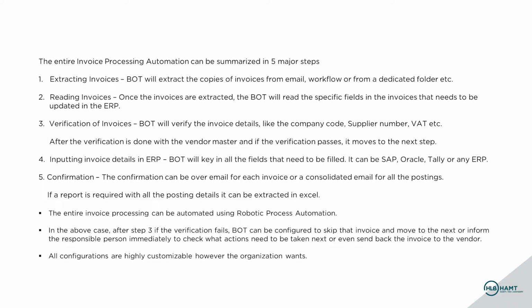The entire invoice processing automation can be summarized in 5 major steps. Step 1. Extracting invoices. The bot will extract the copies of invoices from email, workflow or from a dedicated folder, etc. Step 2. Reading invoices. Once the invoices are extracted, the bot will read the specific fields in the invoices that need to be updated in the ERP.